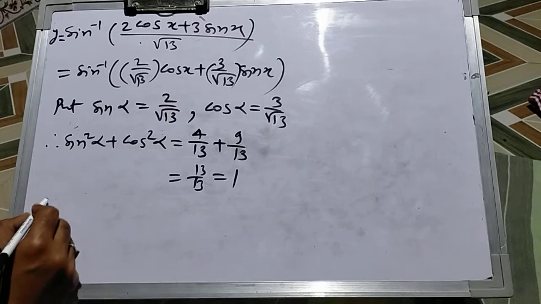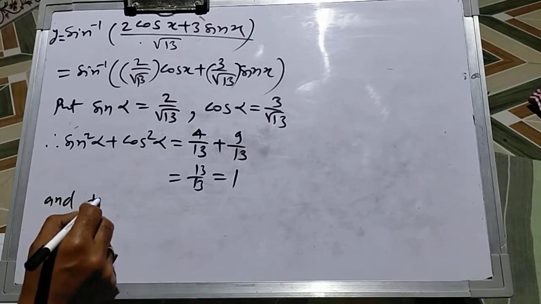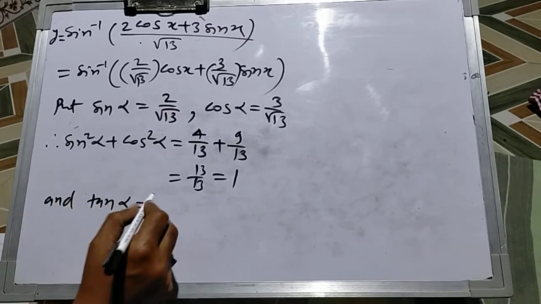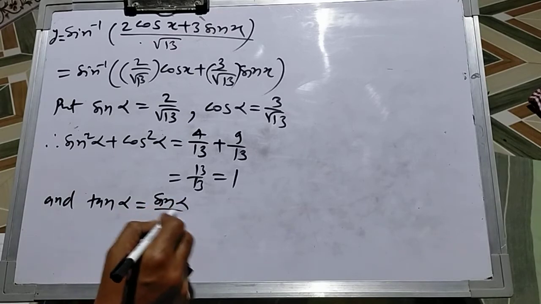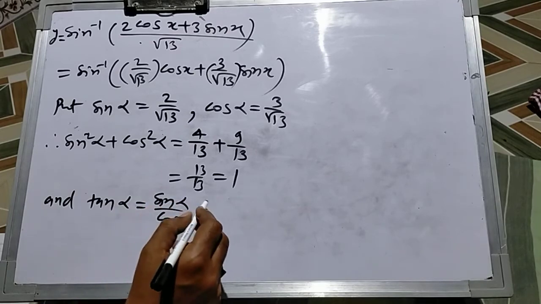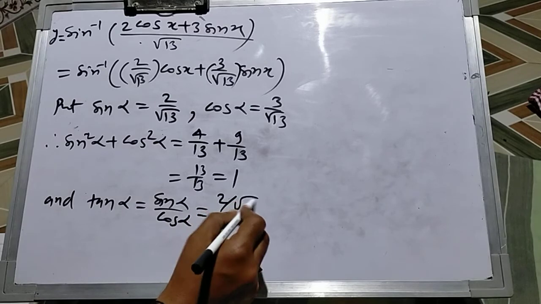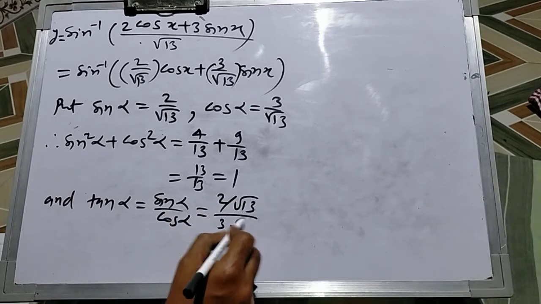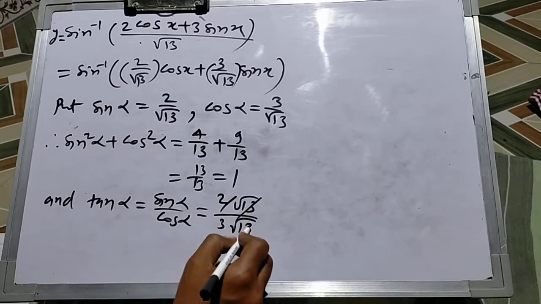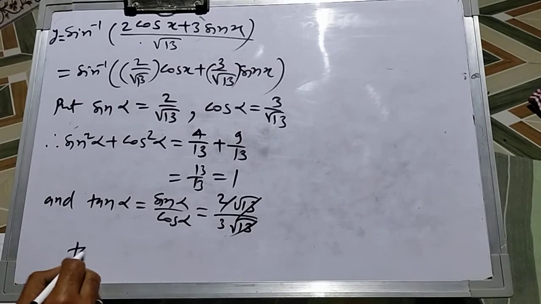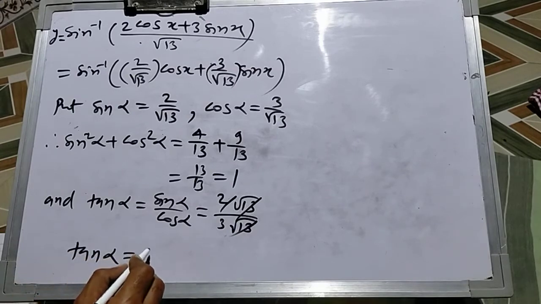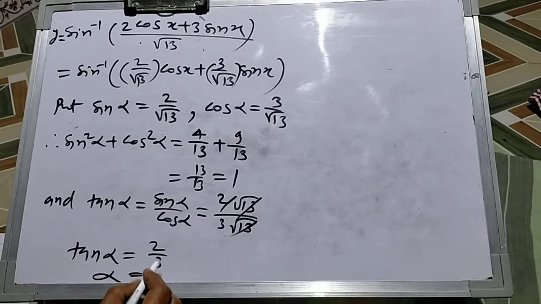And also tan alpha is equal to sin alpha divided by cos alpha, which is equal to 2 divided by root 13 divided by 3 divided by root 13. Root 13 gets cancelled. So tan alpha is equal to 2 divided by 3. So alpha must be equal to tan inverse of 2 divided by 3.